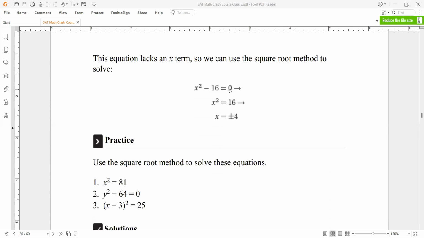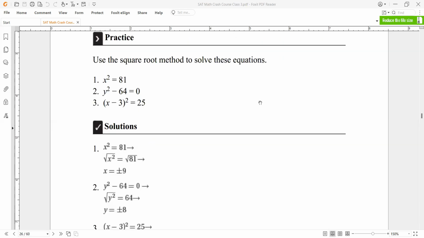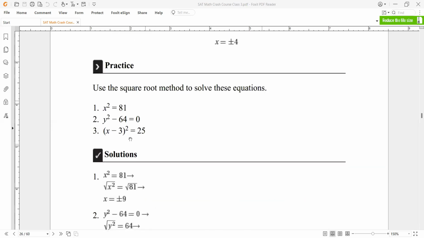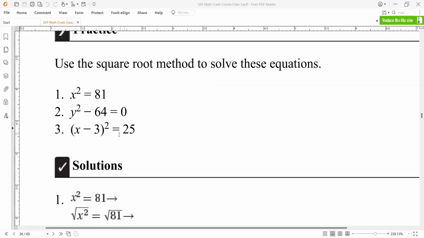So simple. I really don't need to memorize the square root method. Just taking this negative 16 to the right side, and then doing some square root. That's it. Just as simple as that. Okay, just focus on this problem.